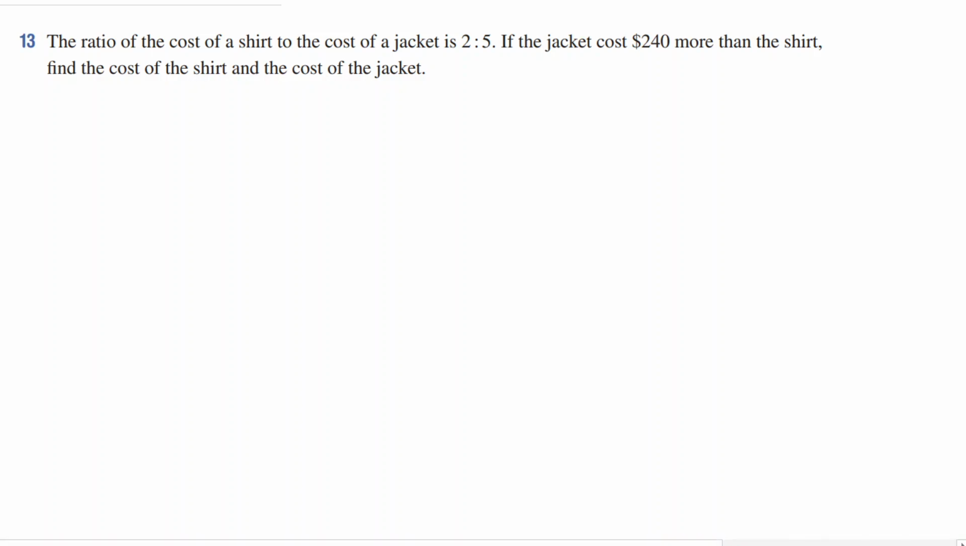Welcome. So I just wanted to go through question 13 because it's a little bit tricky, but it's also a really great question. Hopefully you've given it a good try first, but let's now go through it.